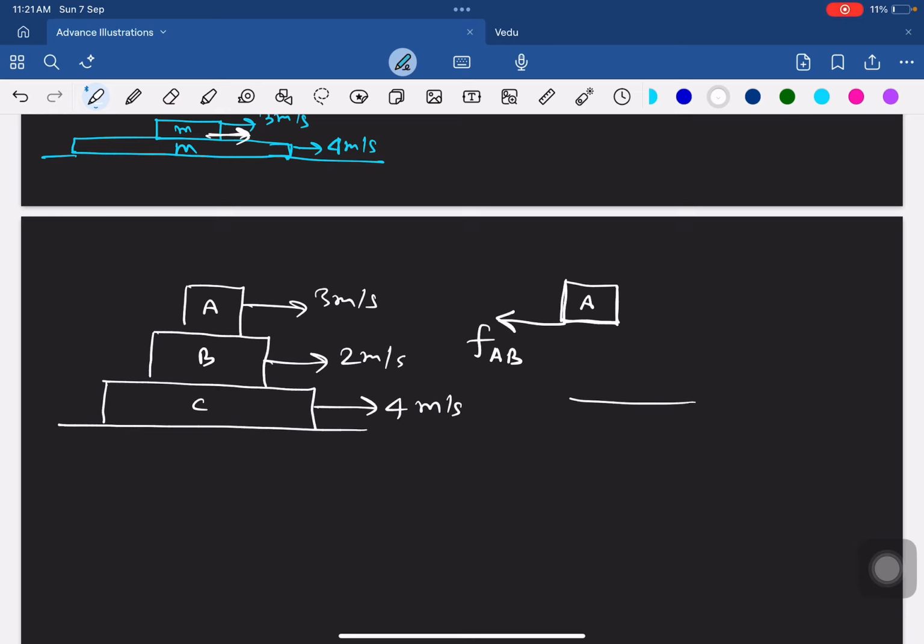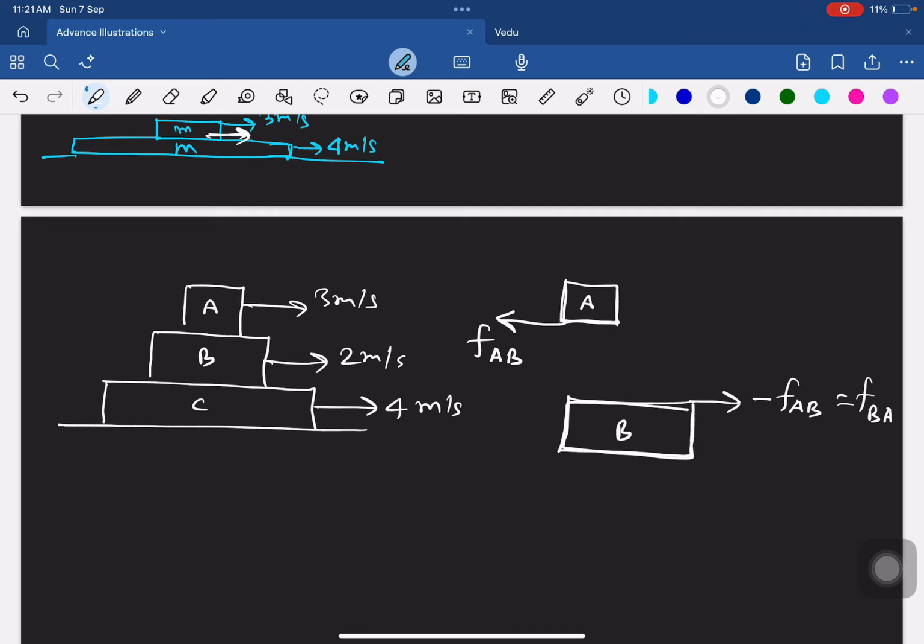If you talk about the friction force on block B, because of Newton's third law, we know that every force in nature comes in action-reaction pairs. So if FAB is acting here, this will be minus FAB, or FBA. Now coming to the friction force on B because of C.